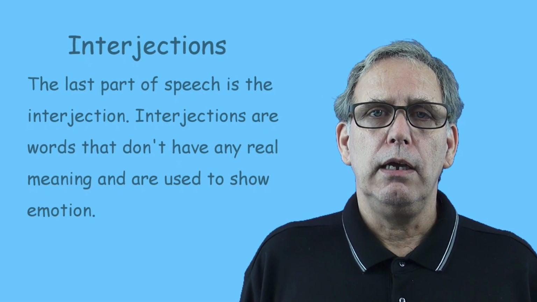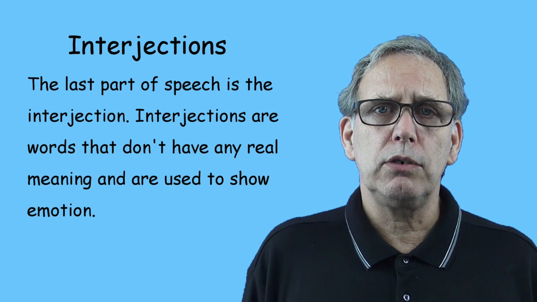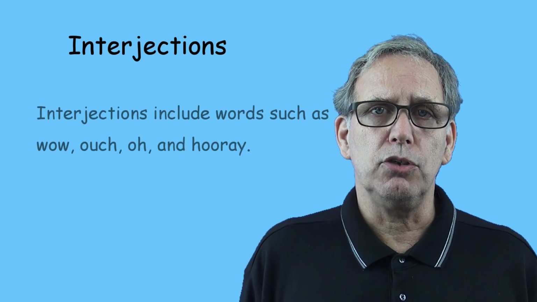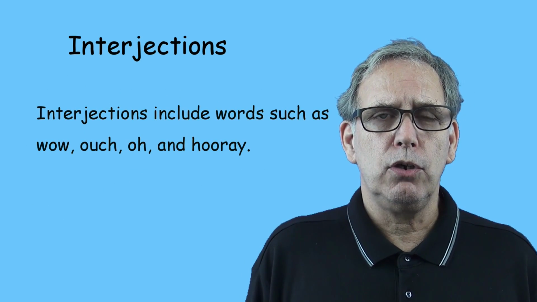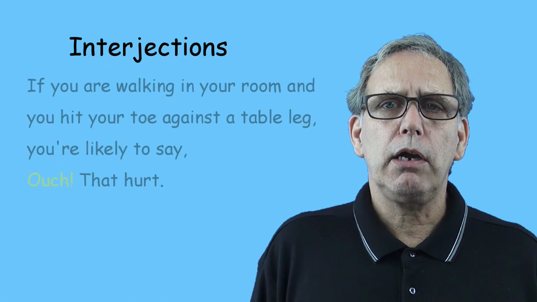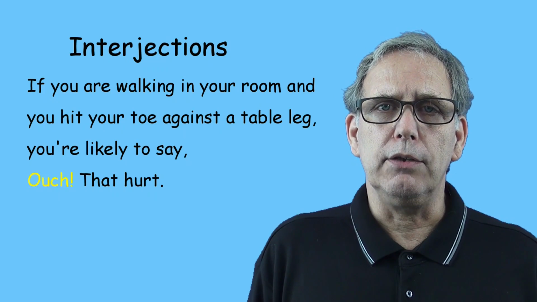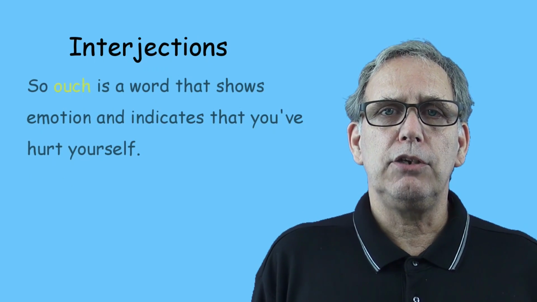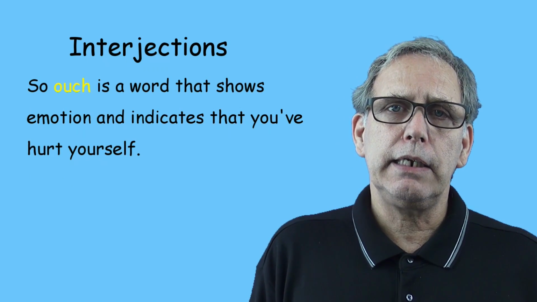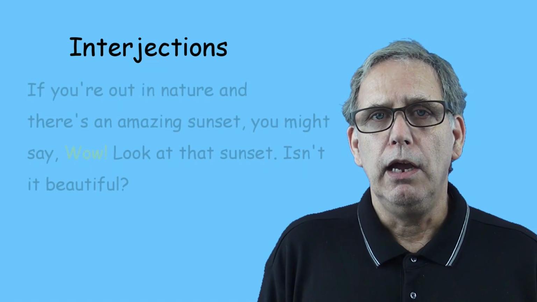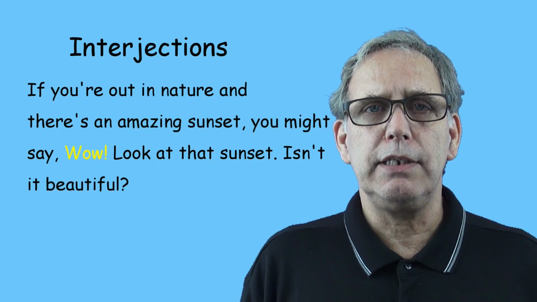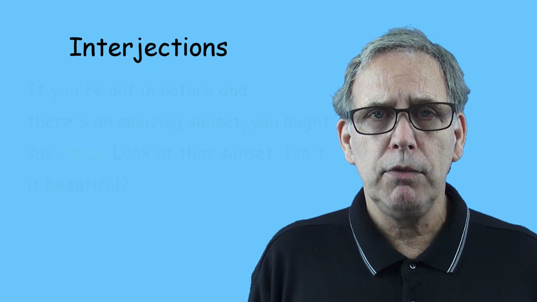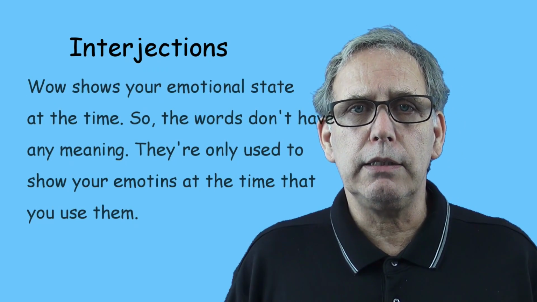The last part of speech is the interjection. Interjections are words that don't have any real meaning and are used to show emotion. Interjections include words such as wow, ouch, oh, and hooray. If you're walking in your room and you hit your toe against a table leg, you're likely to say, ouch, that hurt. So ouch is a word that shows emotion and indicates that you've hurt yourself. If you're out in nature and there's an amazing sunset, you might say, wow, look at that sunset. Isn't it beautiful? Wow shows your emotional state at the time.